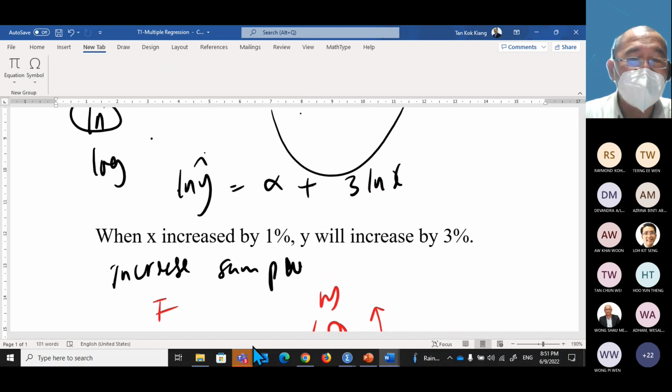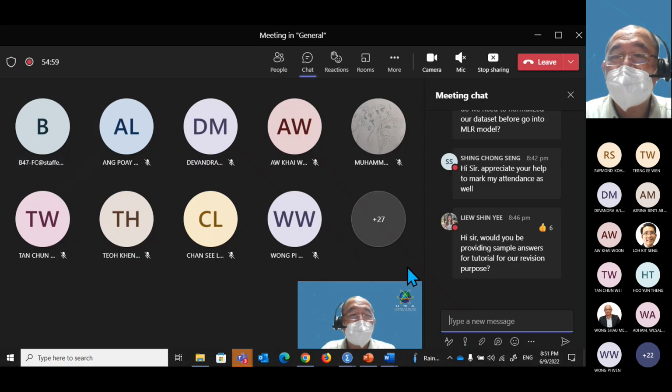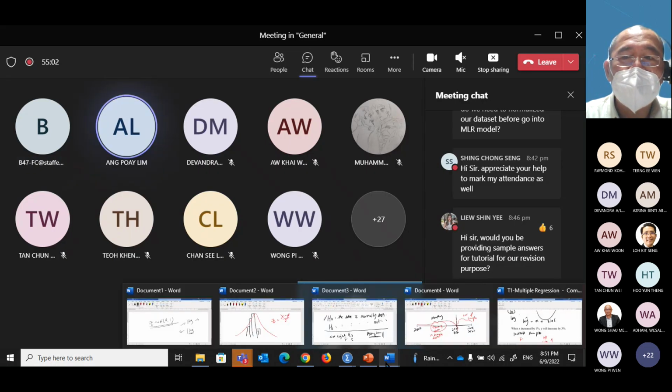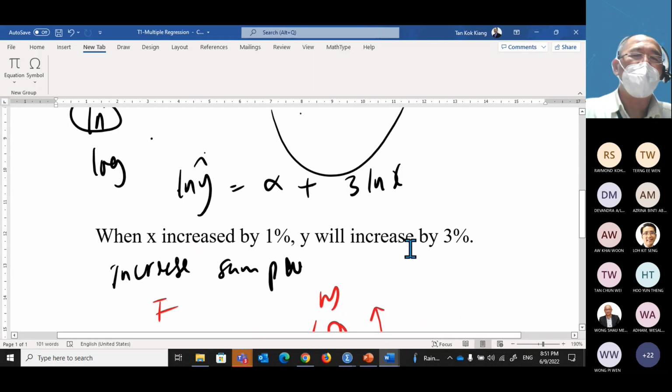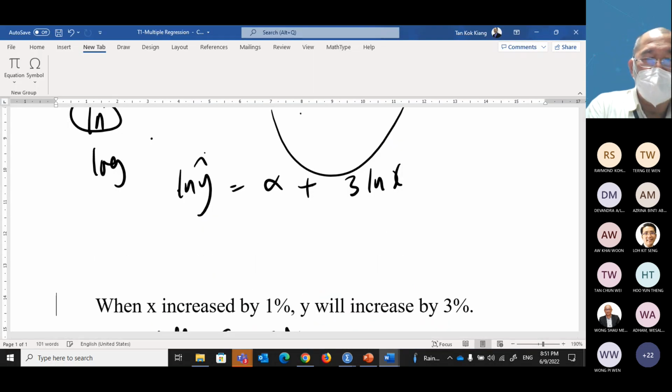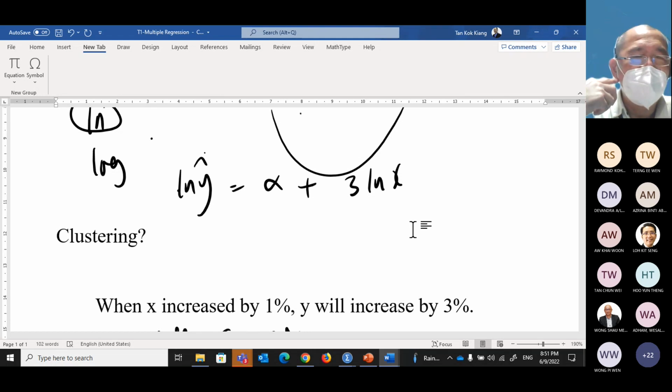Any question? Can we use clustering or grouping or binning to eliminate non-linearity? If the data is scattered too much, then we cluster it or group it. Is it possible? This I don't know. Which topic did you learn this method in? Data management. I'm not sure whether it can be used for this case or not.